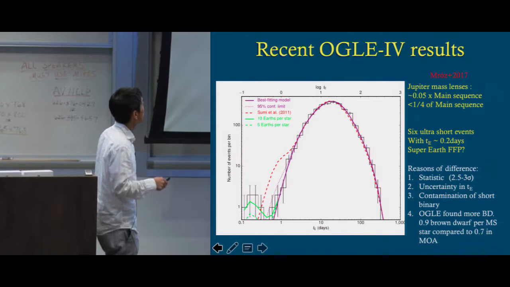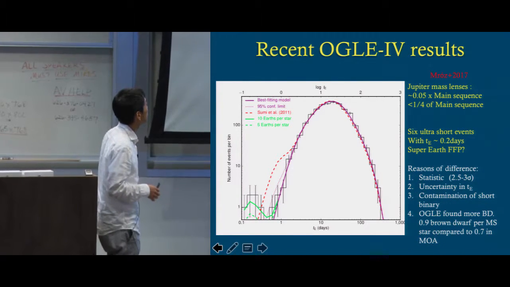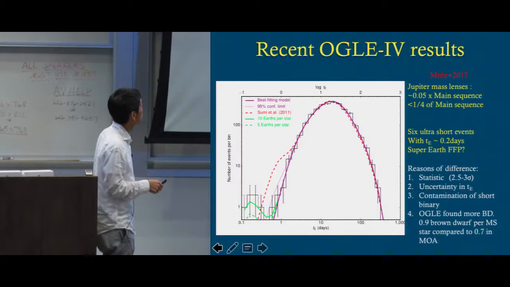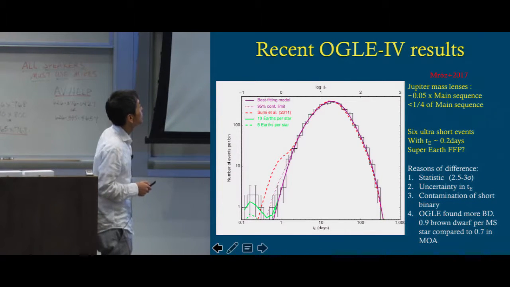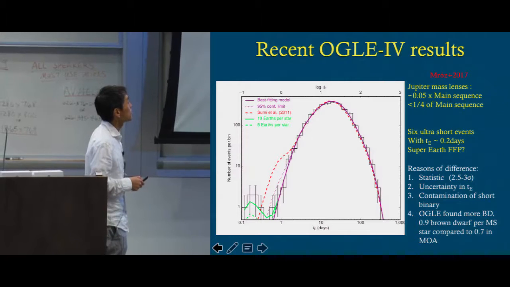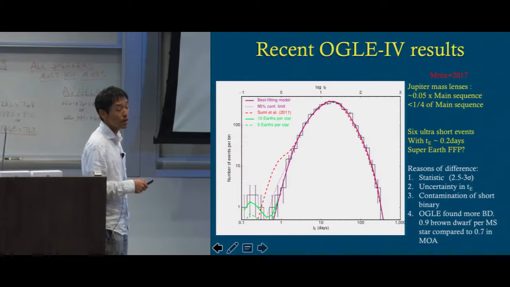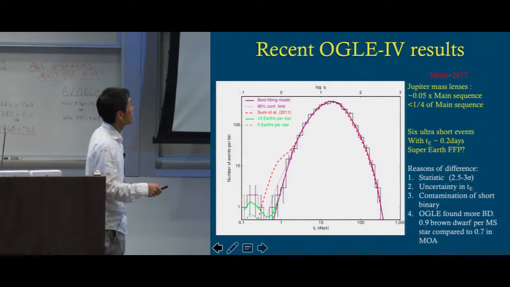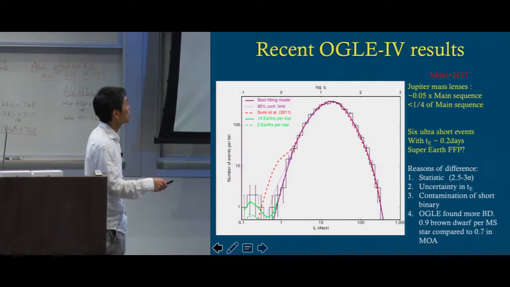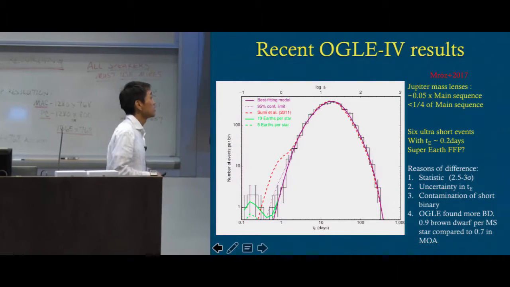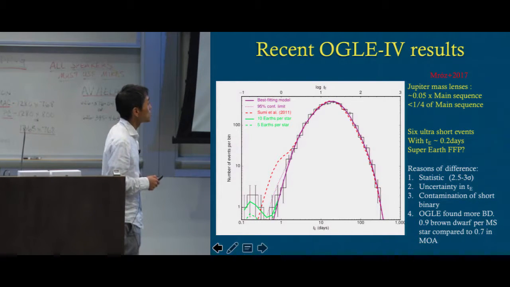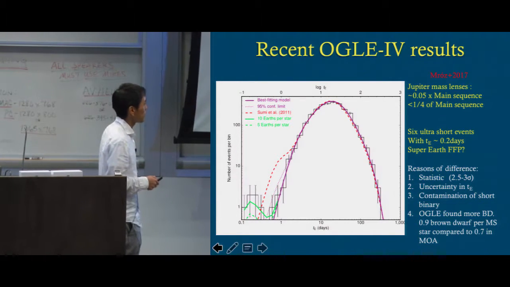This red line shows the best model by our analysis, indicating the Jupiter mass object is about 5% of the main sequence stars, or at least less than a quarter of the main sequence stars. And they also find an ultra short, about 0.2 days microlensing event like this, and then they suggest there exists a super Earth or Earth mass free-floating planet.